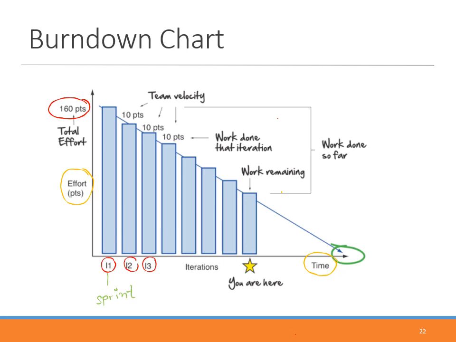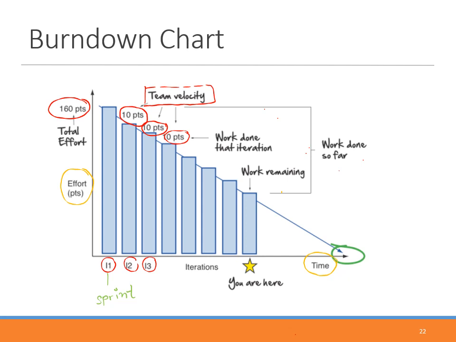So if after sprint number 1 you can finish 10 points, then at the starting point of sprint number 2 you have 10 points less out of 160, right? And then after sprint number 3 you also have done another 10 points as a team velocity, and so on. Okay, so in this chart this is kind of ideal. Let's say that the team velocity is 10, and also we have altogether 160 points as a total, right?